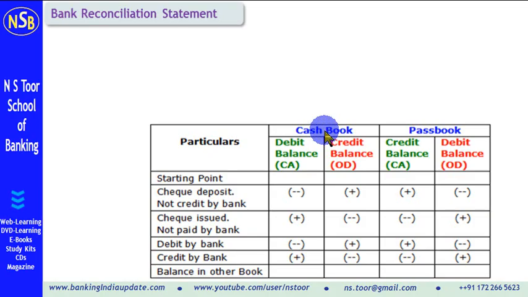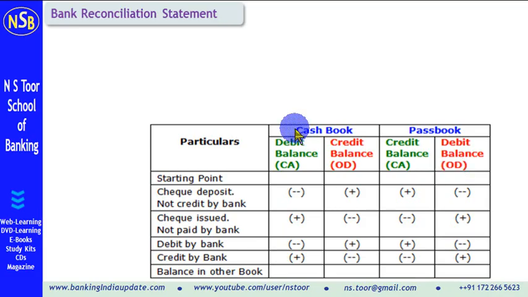In cash book, the balance can be debit balance, the balance can be credit balance. When we say cash book debit balance, it means this is balance in the current account. So debit balance in cash book represents a current account in the bank. Credit balance in the cash book represents overdraft in the bank. As regards passbook, it is just opposite of that. A credit balance in the passbook represents a current account. A debit balance in the passbook represents overdraft.